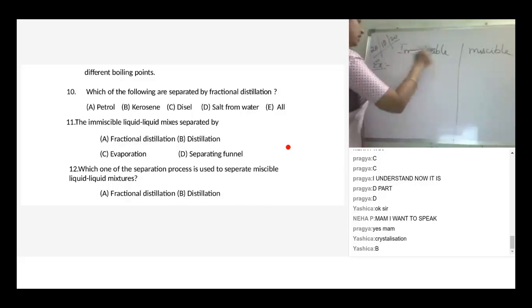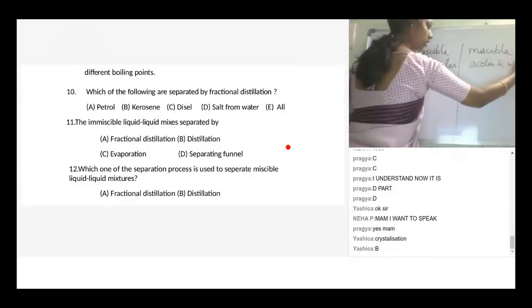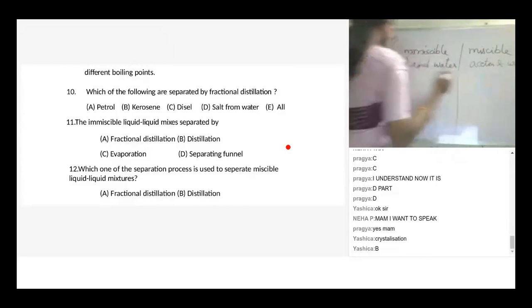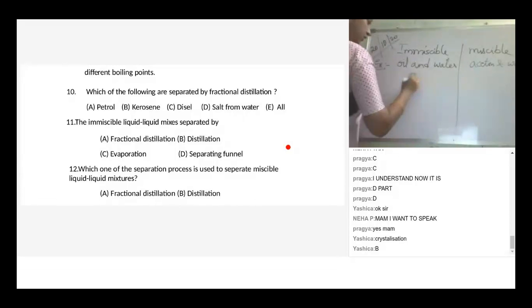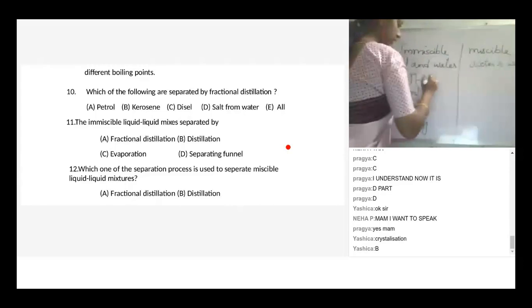Immiscible means oil and water. Miscible means acetone and water. Understood? So you can find, by using separating color, the two layers, no? Yes or no? Have you remembered?